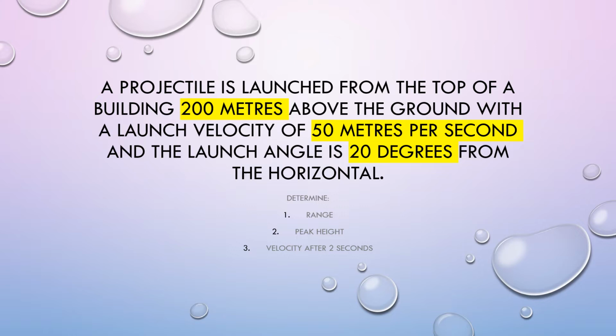So guys, the question is that there is a projectile which is launched from the top of a building. The height of the building is given to be 200 meters above the ground and the launch velocity is 50 meters per second at an angle of 20 degrees from the horizontal. We have to calculate three things. The first one is the range, which is the horizontal displacement of the projectile. Then there is the peak height, which is the maximum vertical displacement during this motion. And the last part is we have to find the velocity after 2 seconds.